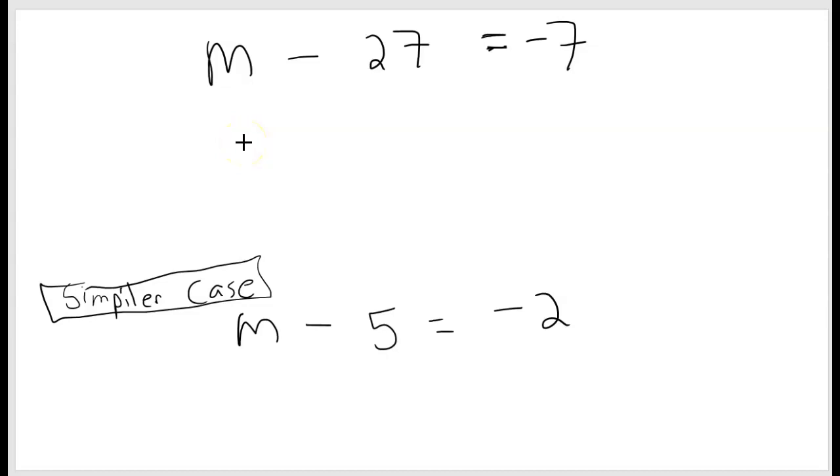All right, so the question came up in help session today, how to do this problem. m minus 27 equals -7. And I said, oh, you got to wait till tomorrow, but I couldn't help myself.